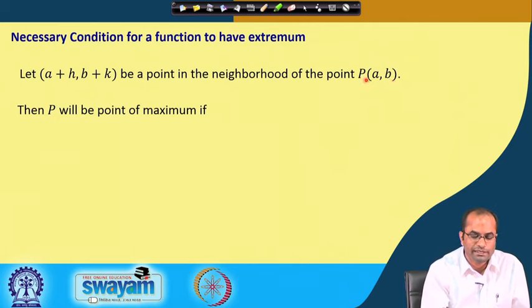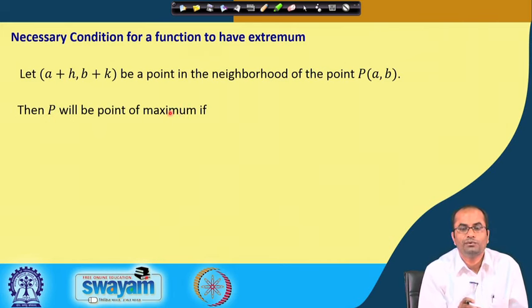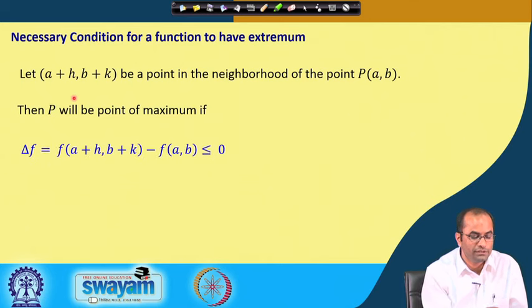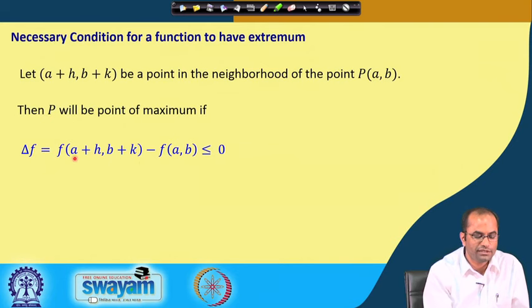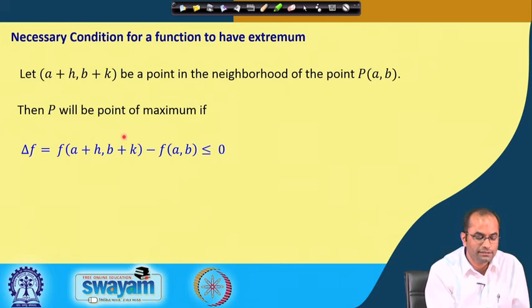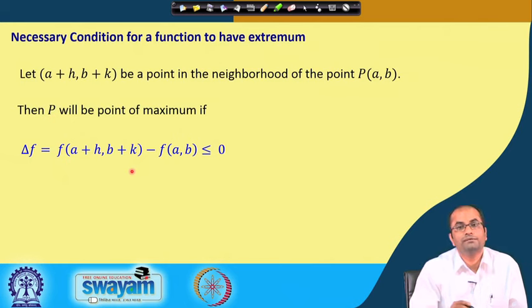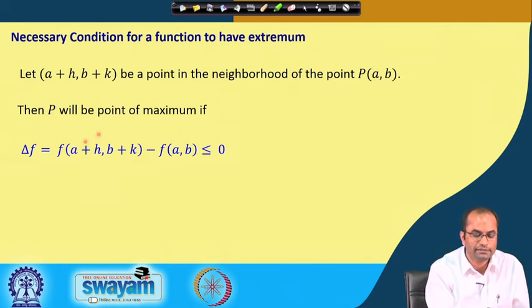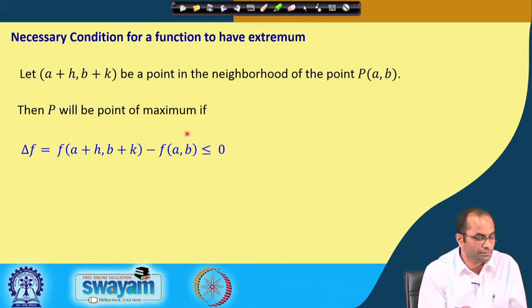Then this point P(a, b) will be a point of maximum. When will it be a point of maximum? When the values of the function in the neighborhood of this point are lower. So the function attains lower values in the neighborhood of the point (a, b). For example, if we define the difference delta f as f(a + h, b + k), the point in the neighborhood, minus f(a, b): if it is a point of local maximum, then f(a, b) will be the larger value than these values in the neighborhood of this function. So this value will be less than or equal to 0 if this is a point of maximum.